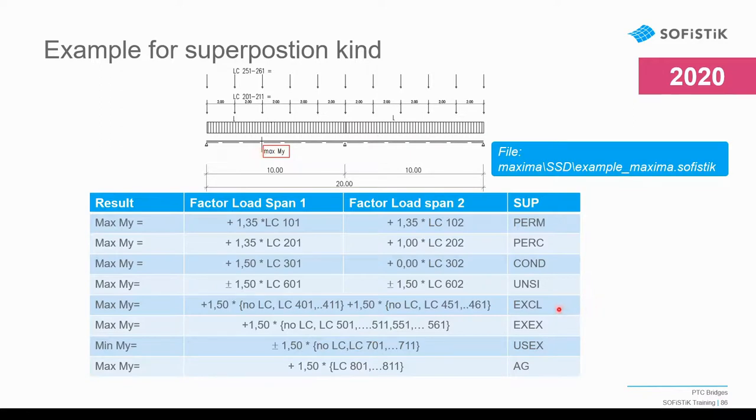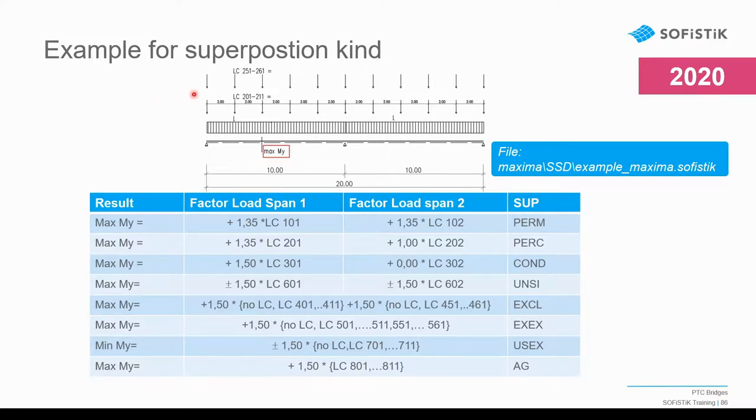Okay, now let's move to the exclusive superposition type. Now we need to imagine a different type of loading, namely point loads. Now I ask you to imagine 11 load cases from load case 401, 402, 403 up to load case 411. These are all point loads with a value of 5 kN, for example. These load cases from 401 until 411 are assigned to action Q4_1, and the superposition type for this action is set to exclusive.